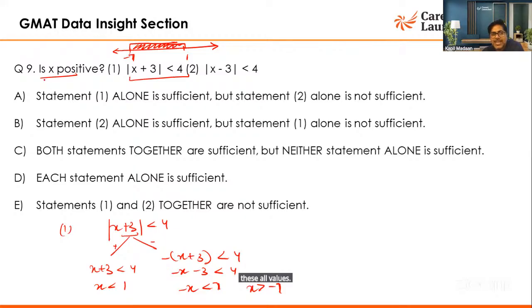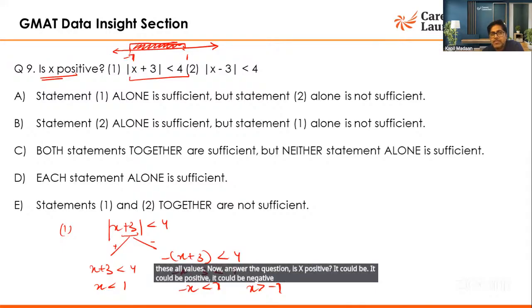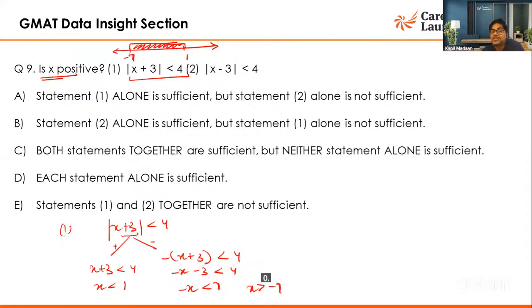Now answer the question, is x positive? It could be positive, it could be negative, right? It could be 0.1, it could be minus 0.1. So the first statement alone is not sufficient.